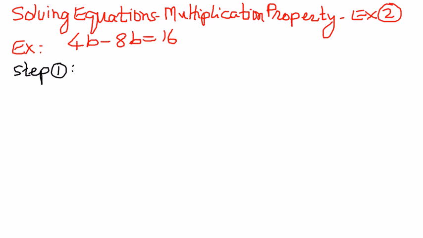If we look at the left hand side, we have some similar terms, 4b and 8b. So 4b minus 8b will be negative 4b is equal to 16. We want to solve for b. When we look at the left hand side, we have a negative 4, right? And if we multiply this by the reciprocal of negative 4, which will be negative 1 over 4, then we can have a value of positive 1.